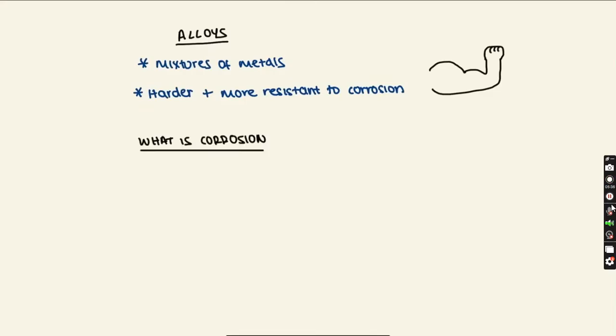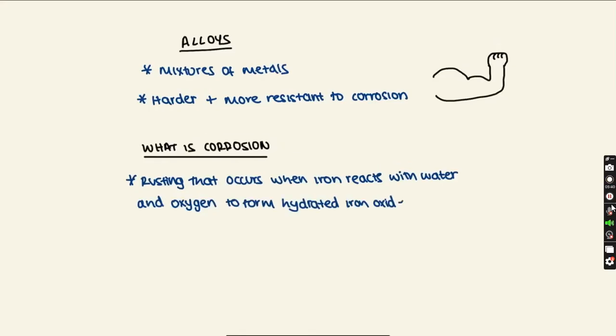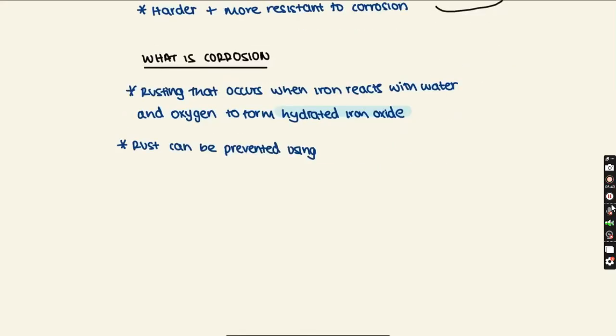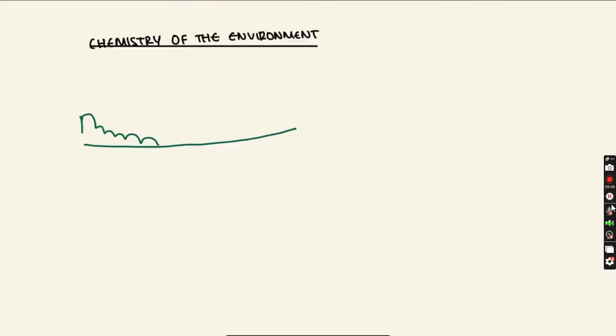What is corrosion? Corrosion is rusting that occurs when iron reacts with water and oxygen, forming hydrated iron oxide. Rust can be prevented using barriers or sacrificial protection.